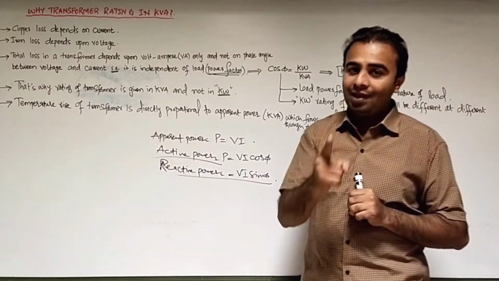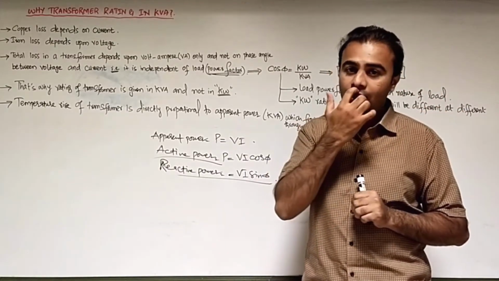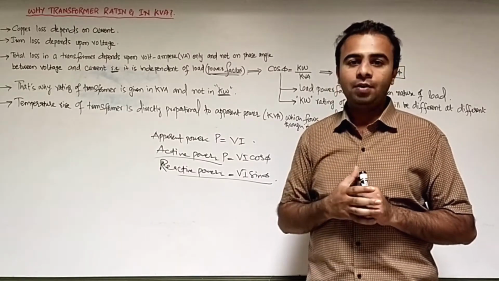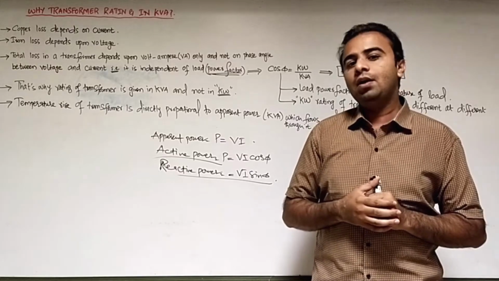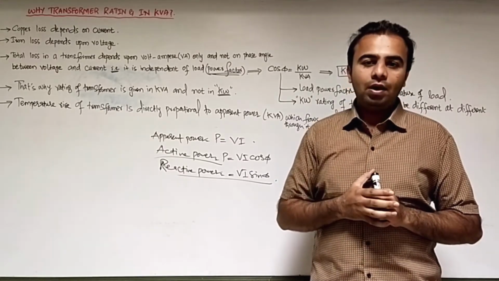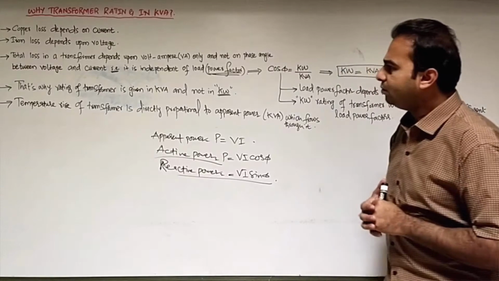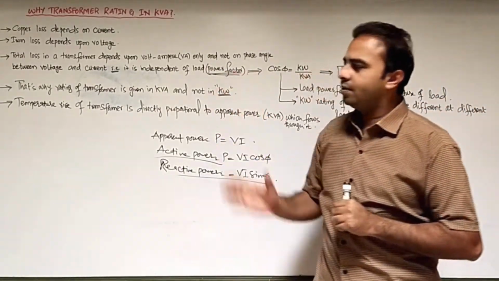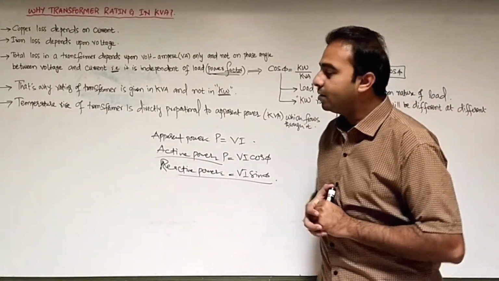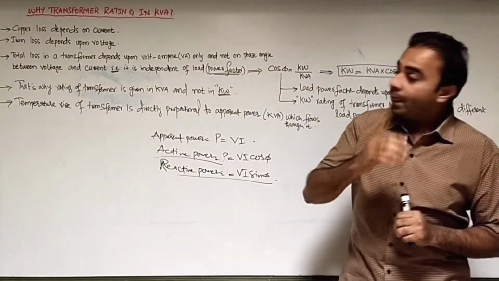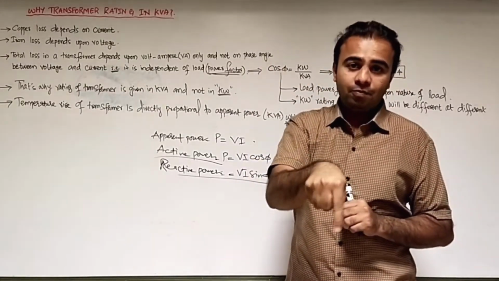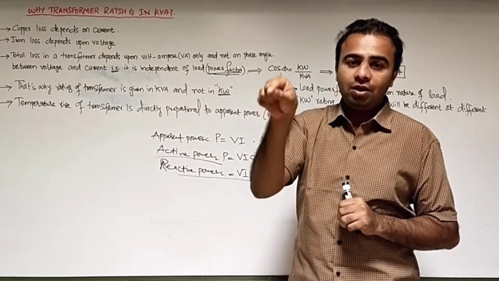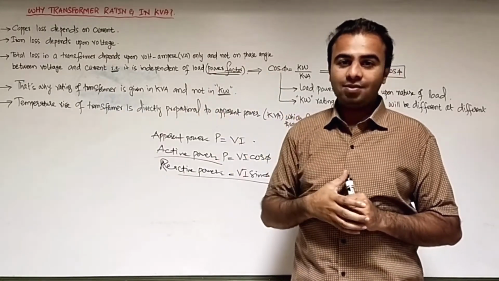The cosine of the phi angle between the voltage and the current is called the power factor, or it is the ratio of the resistance over impedance, or the ratio of the active power over apparent power. Here we can see that copper losses depend upon the current and iron losses depend upon the voltage. The copper loss is the variable loss because it depends upon the nature of the load, and it is because of the ohmic resistance in the winding.